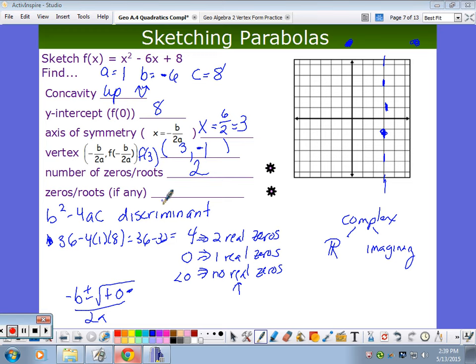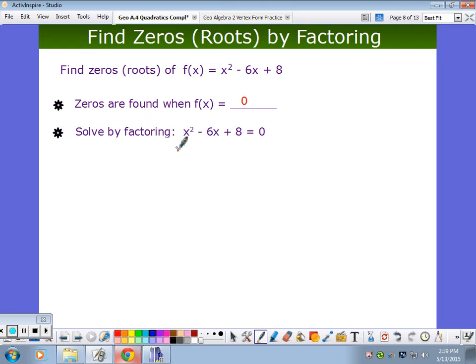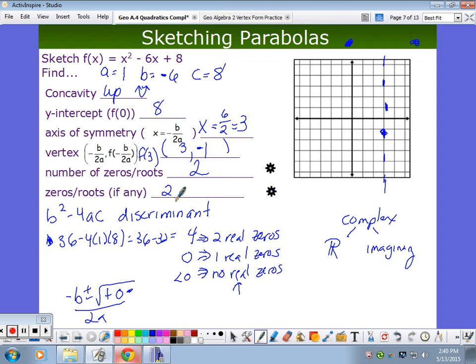What are the zeros? Now we've discussed three different ways. Let's see, I think I have that on the next page. Factoring, right? Zeros are found when f of x equals 0. So I've got to take this and set it equal to 0 and see if I can factor it. I think I can. Are there two numbers that multiply to 8 but add up to negative 6? Yes. Negative 4 and negative 2. So what's x? 2 and 4. So I know what they are. They are 2 and 4.